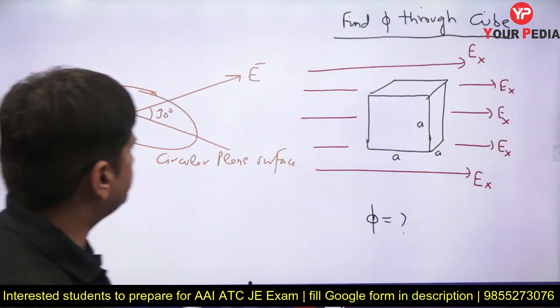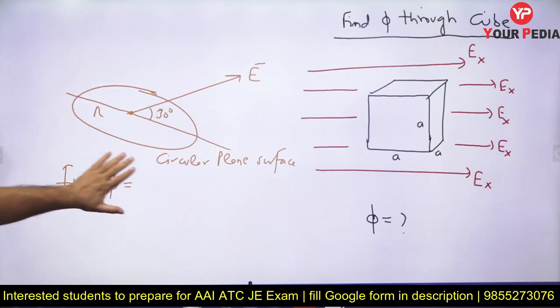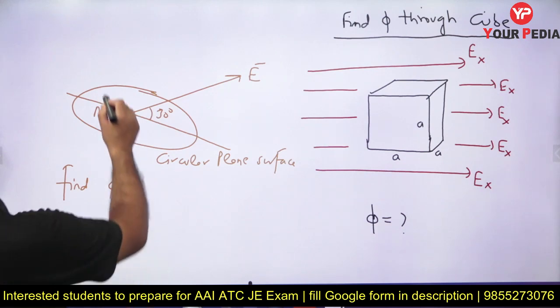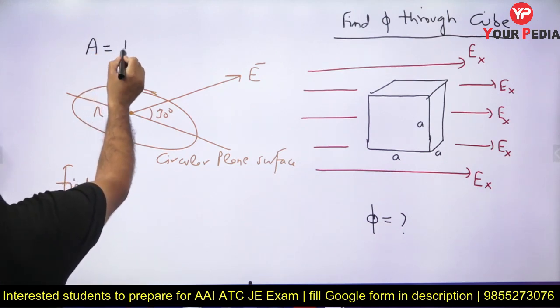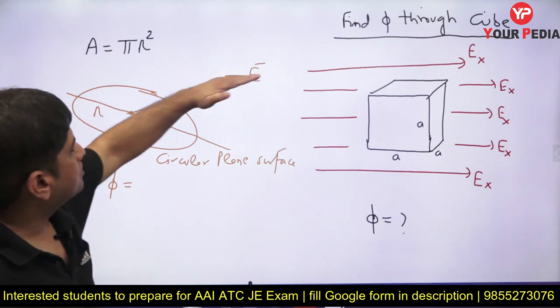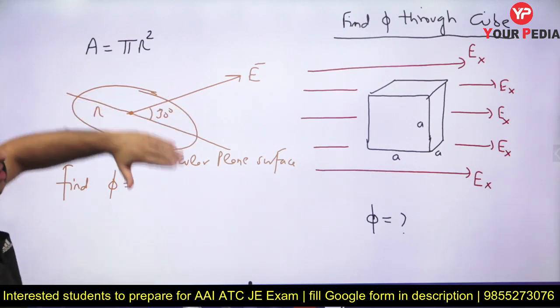Let's go forward now. I am giving you a question. Can you find out the electric flux through this circular plane surface? There is a plane surface which is circular, of radius r. So what is the area? Sir, area is pi r square. And electric field E is making an angle of 30 degree with this plane surface.